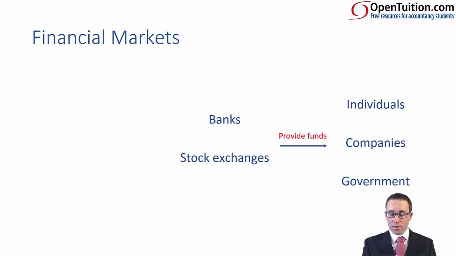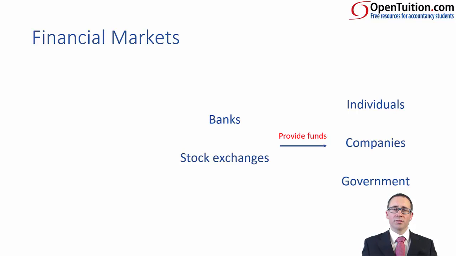The other one, I suppose, is the government. Now, the government needs funds from the banks and the stock exchanges to build infrastructure, whether that's roads, railways, hospitals, and schools, isn't it? So they could go, if you like, to those financial intermediaries.